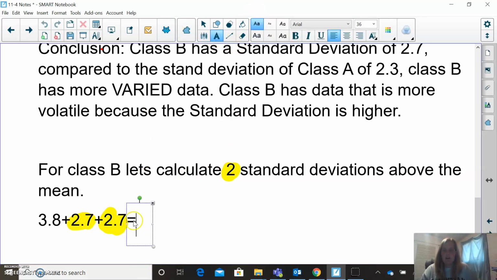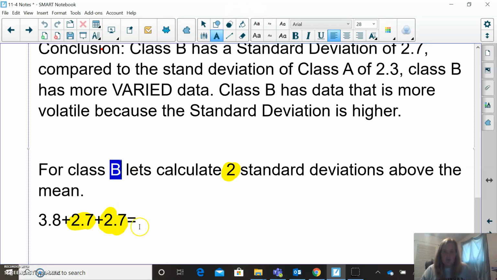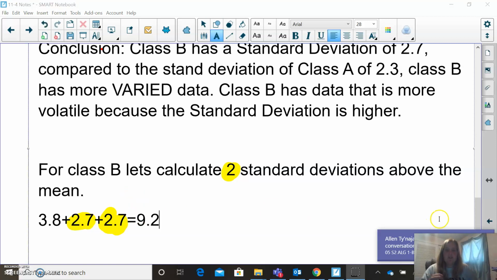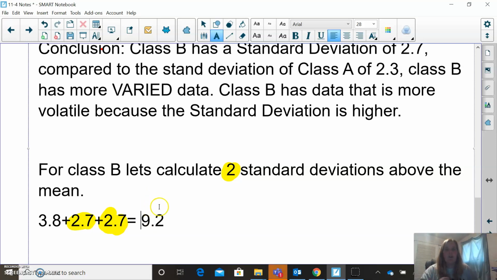If we take 3.8 plus 2.7 plus 2.7, that equals 9.2. So if a student completed more than 9 assignments, they are 2 standard deviations above the mean. Now, if you wanted to go 2 standard deviations below the mean, you would just subtract it twice.